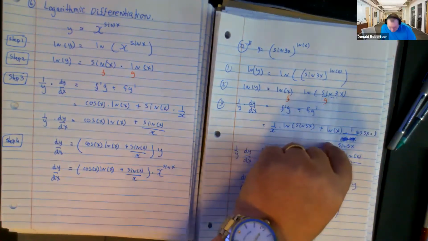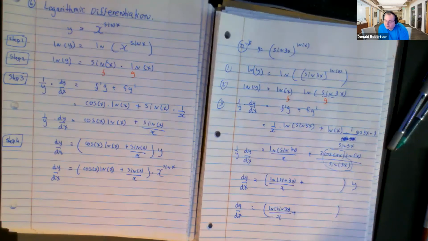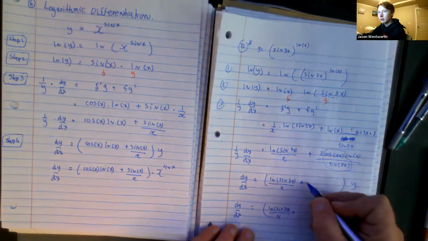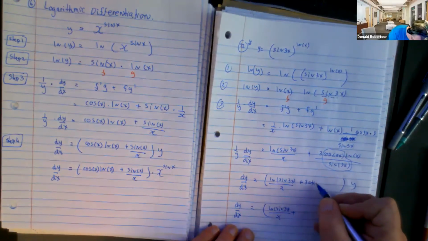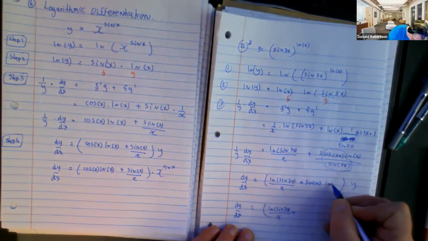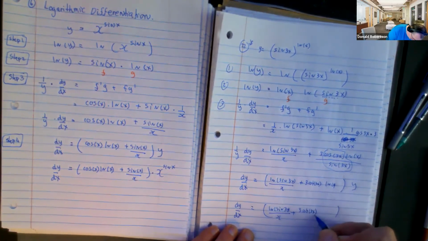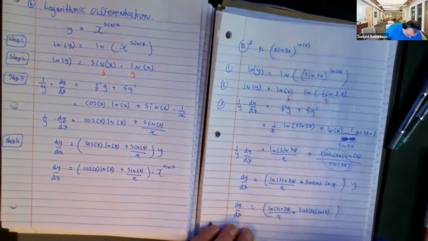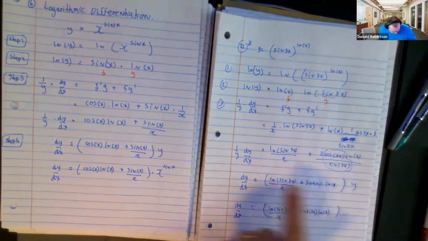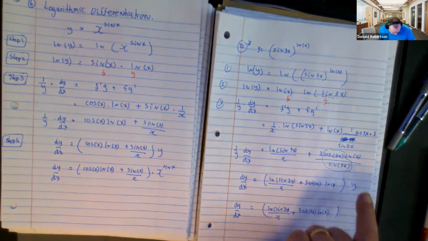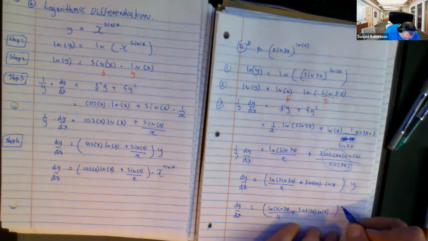Any takers? Cosine over sine. It's okay to be wrong. Cotangent? It was, yes. So it's 3 cotangents of 3x, 11x. And we multiply both sides by y to get here, and that y gets replaced by the original.